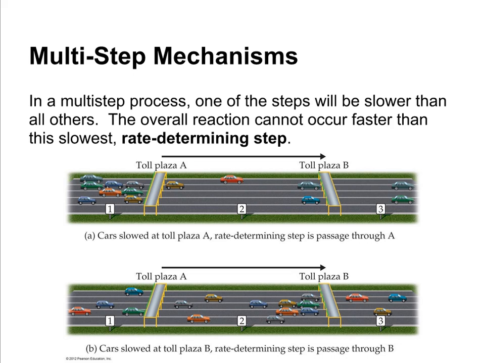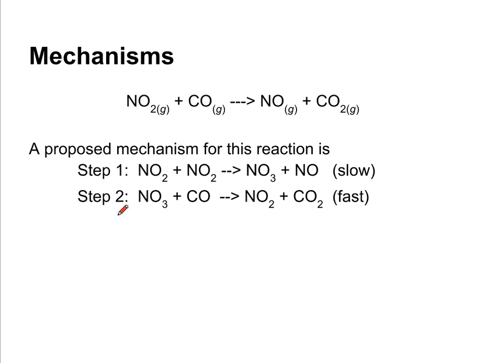The overall reaction can't occur faster than that slowest step, so the slow step in a mechanism is called the rate determining step. It determines the rate of the reaction. If we look at these two pictures, in the top one, toll plaza A is going really slowly, so it's limiting the number of cars that can get to toll plaza B. So toll plaza A is the rate determining step. In the bottom one, the cars are slowed down at B, not A, so B would be the rate determining step. Here's an example of a mechanism problem.